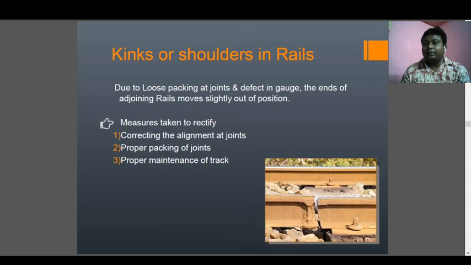There are some derailments or deflections in the tracks, which are most responsible for train derailment and train accidents. So kinks or shoulder inserts are one of the most vital defects in the railway. So what measures should we take? The measures are correcting the alignment at joints, proper packing of joints, and proper maintenance of the tracks.